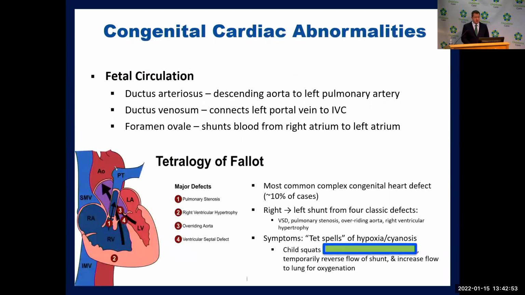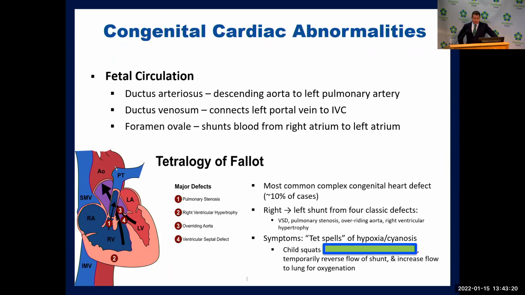Congenital cardiac abnormalities. I hated embryology in medical school. I still hate it today. But they like to test on these structures, right? 3 most important ones being the ductus arteriosus. It's going to go from your descending aorta to your left pulmonary artery. Ductus venosus going to bypass your liver from the left portal vein to the IVC. Foramen ovale shunts your blood from the right atrium to the left atrium.